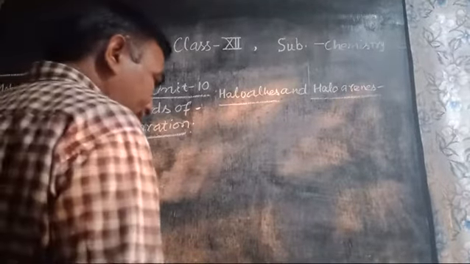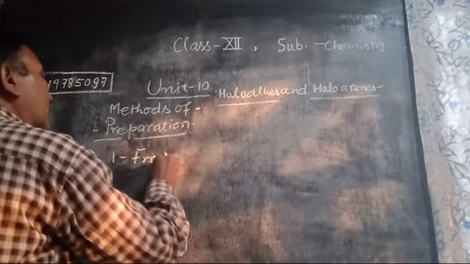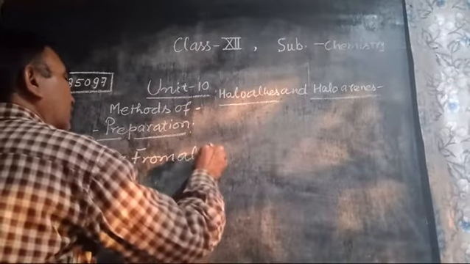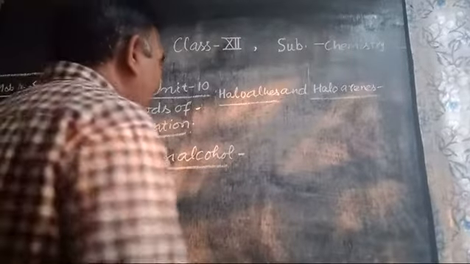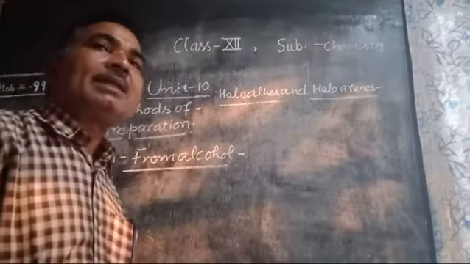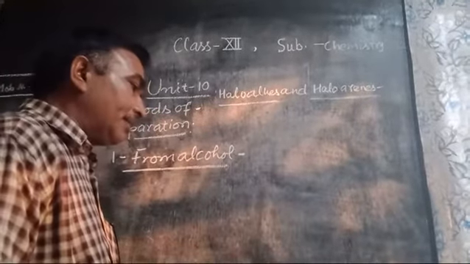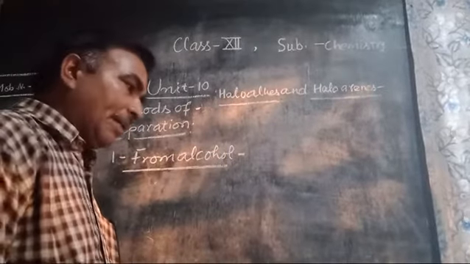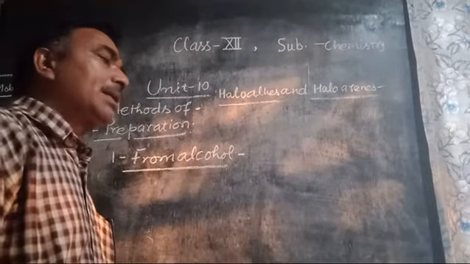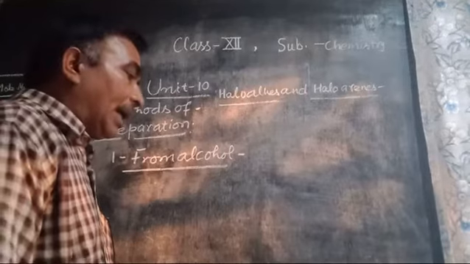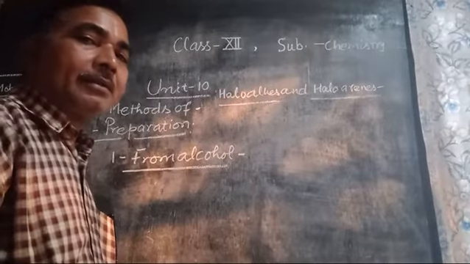Just the first method: from alcohol. Alcohols are treated with different reagents such as hydrogen halides, sodium halides, phosphorus halides, and SOCl2, that is called thionyl chloride, and the corresponding haloalkanes are obtained.